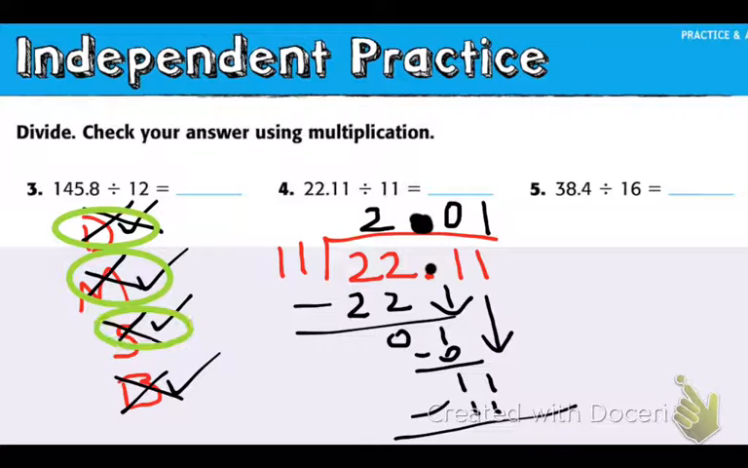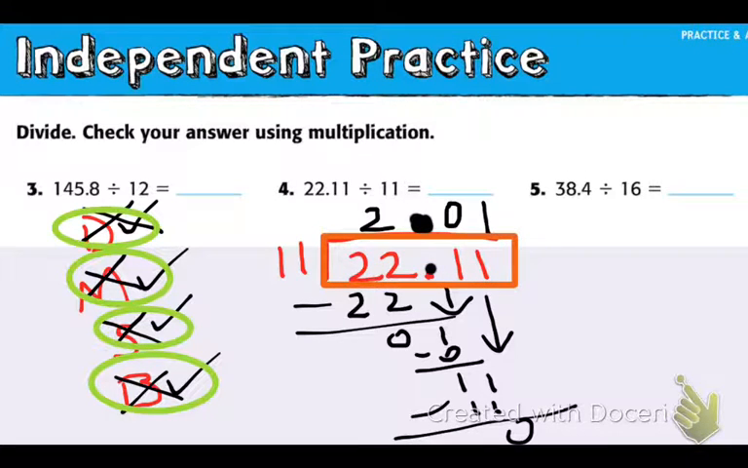What's 11 minus 11? Well, nothing. And there's absolutely nothing to bring down. So I think I have an answer. But remember that last step. Is it reasonable? Well, I'm going to estimate my dividend, the number I divided, to 22. It's pretty close to 22.